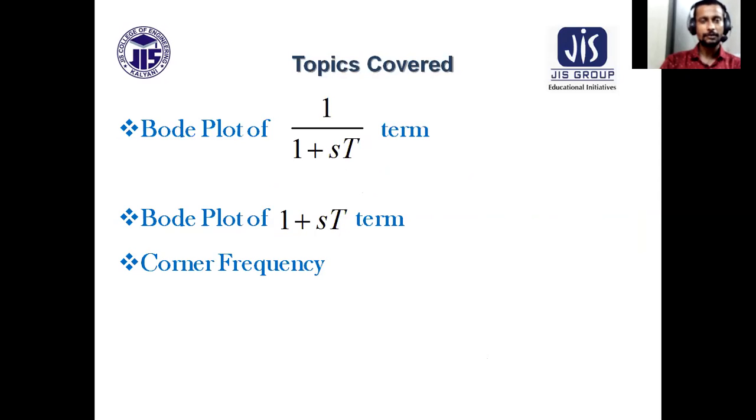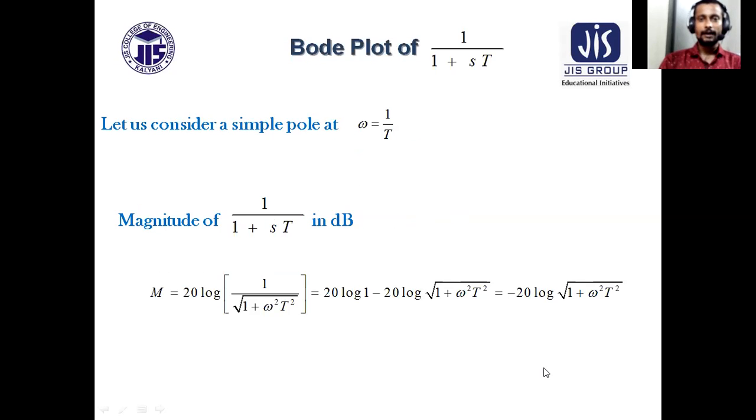In last class, we discussed getting the Bode plot of a constant term K, and the Bode plot of s to the power n and 1 by s to the power n terms. So what is the 1 by s to the power n term? 1 by s to the power n means n poles are located at the origin. The s to the power n term implies n zeros are located at the origin. So how to get the Bode plot of the 1 by 1 plus sT term? Let us consider a simple pole located at a frequency omega equals 1 by T.